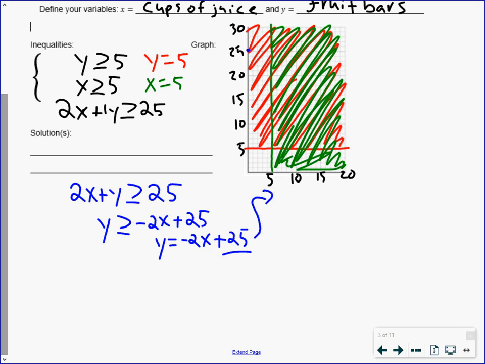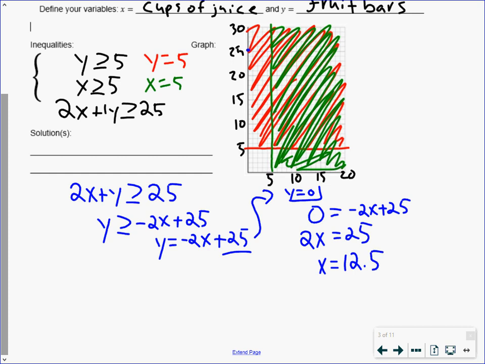So I'm going to do this over here. So y equals 0, we plug it in. So we have 0 equals negative 2x plus 25. We're going to add 2x over. So 2x equals 25. And x equals 12.5. So when y is 0, x equals 12.5. Or in other words, our x-intercept is at 12.5.